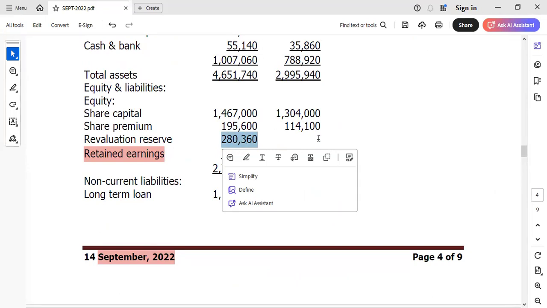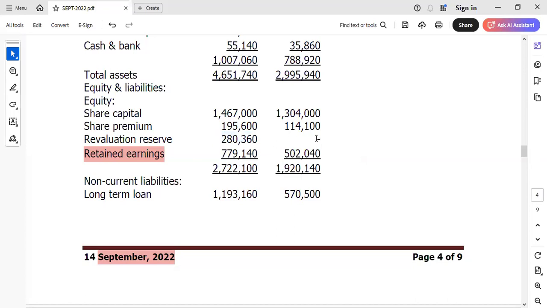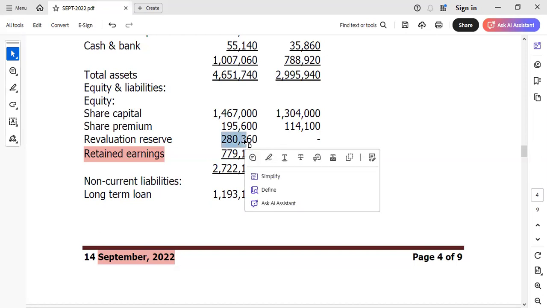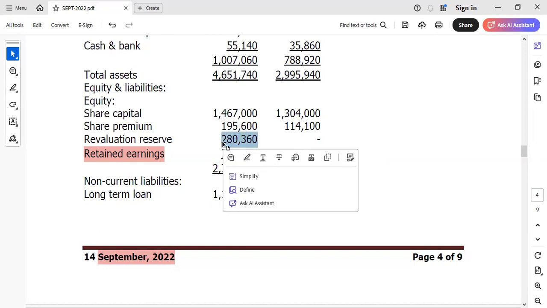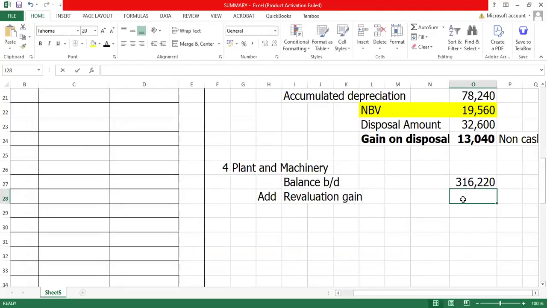If you have two figures, then you get the difference between those two figures. If you have an increase in revaluation, that will be revaluation gain. If you have a decrease in revaluation, that will be a loss on revaluation. Because we have only this, this is the revaluation gain, which must be added back here, because this revaluation is on machinery.